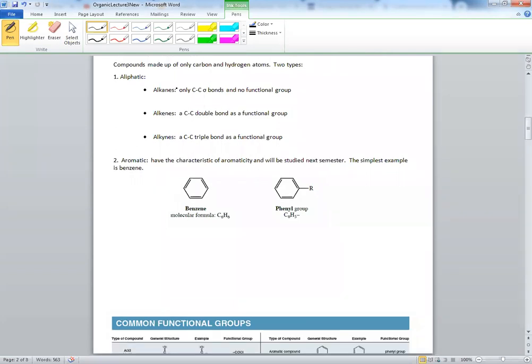Well, alkanes are not functional groups. Those are just simply carbon, carbon, carbon, hydrogen sigma bonds. So there are no functional groups. Well, let's look at an example we just did. So if I have propane, which is this, all I see is carbon, carbon, carbon, hydrogen, sigma bonds.